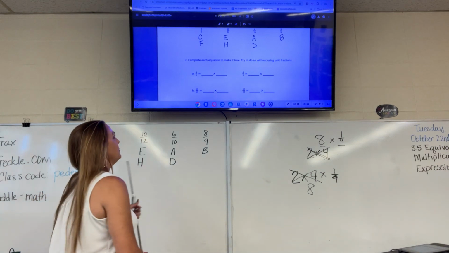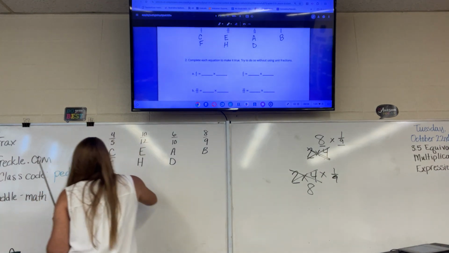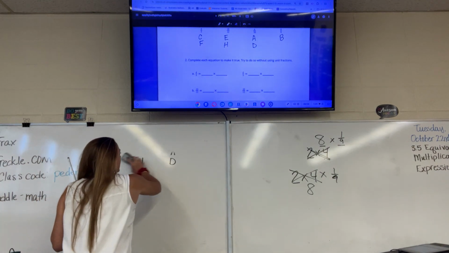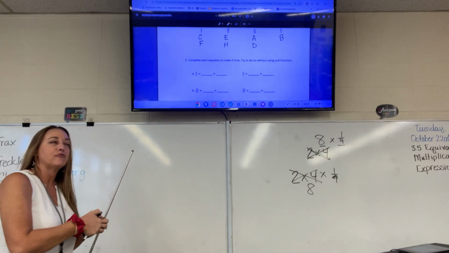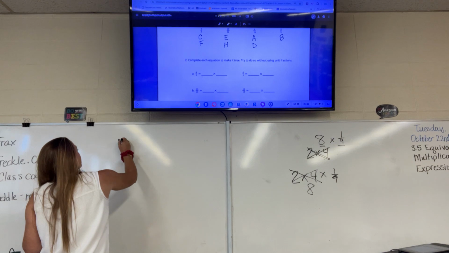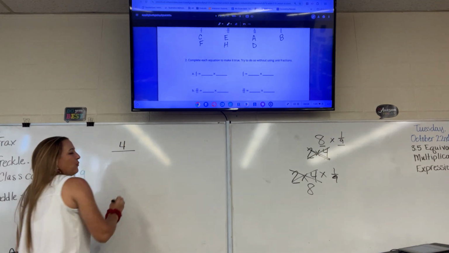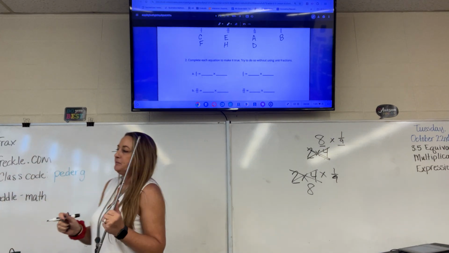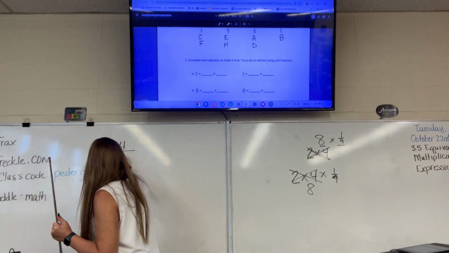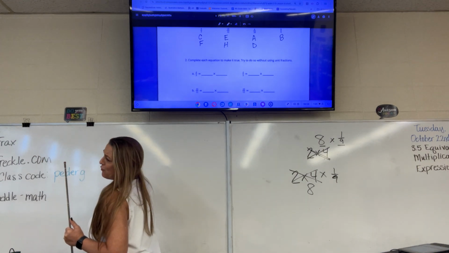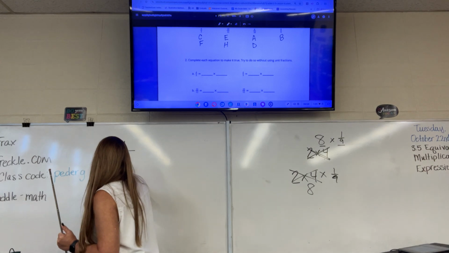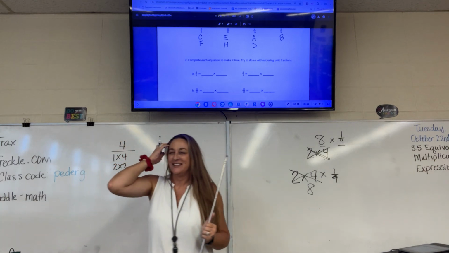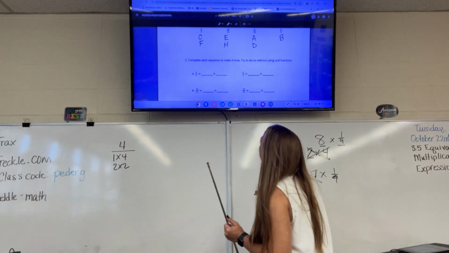We have to think about, so we're breaking these apart into a whole number times a fraction. Think about the factors of 4. What are they? Avis? 1 times 4 and 2. There you go. Your brain is on fractions. Yes, you got it. Okay.